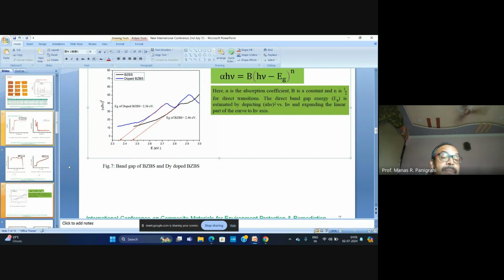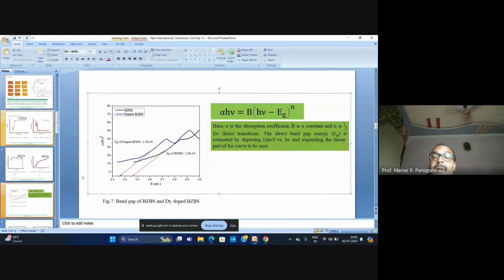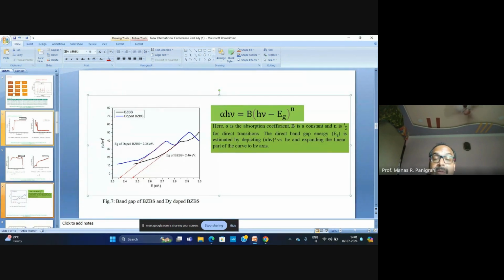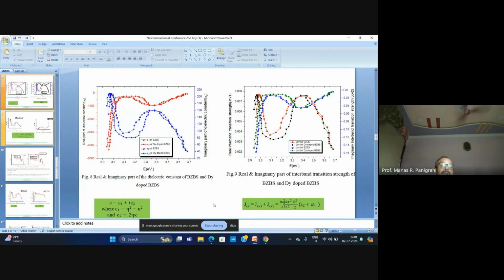Now we'll go to the next slide. Now here you can find the very interesting part, that we can find out here the dielectric constant. Here you see the dielectric constant is negative. The dielectric constant is negative.